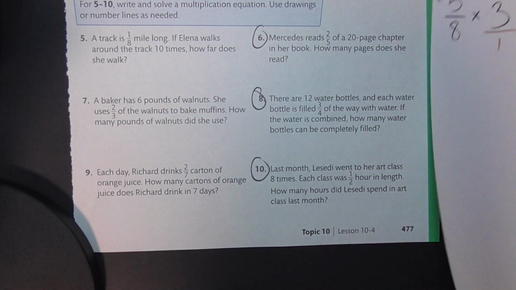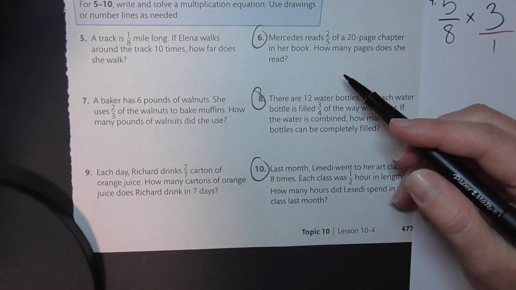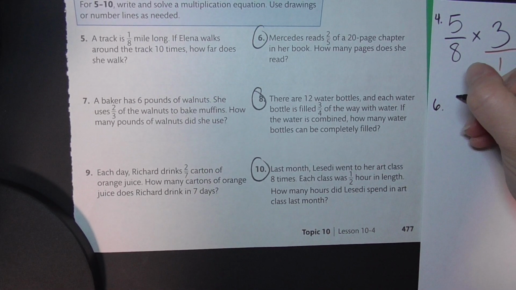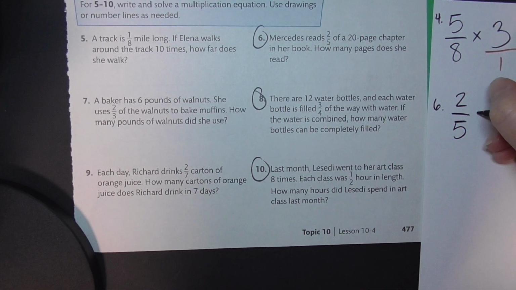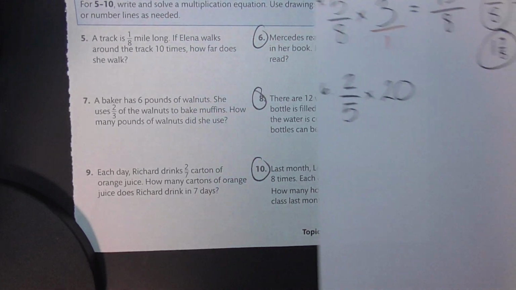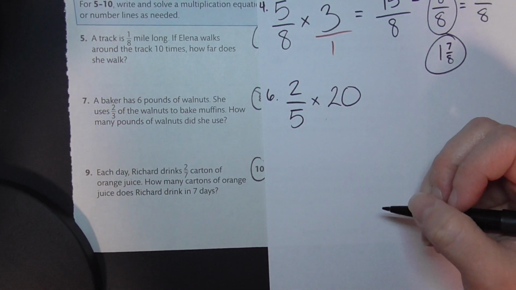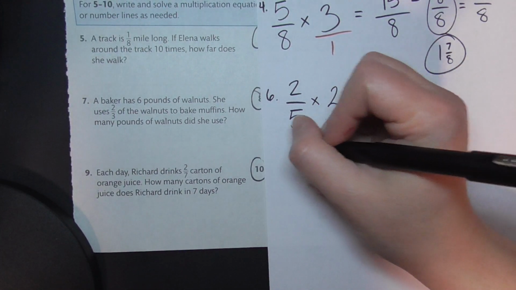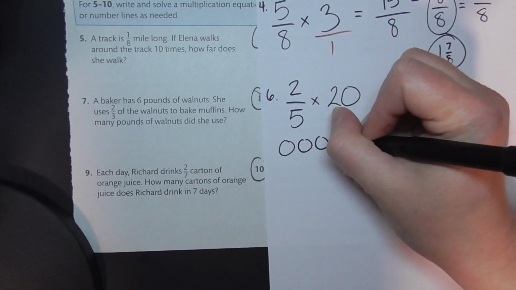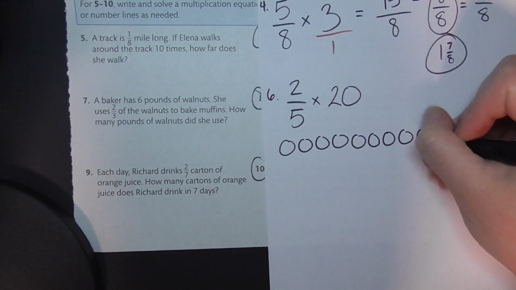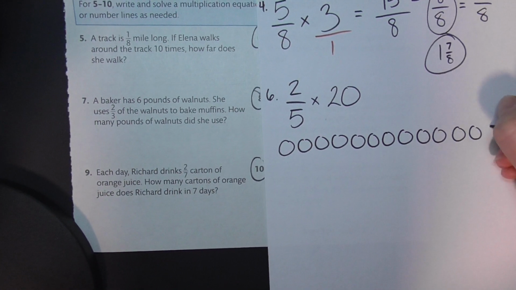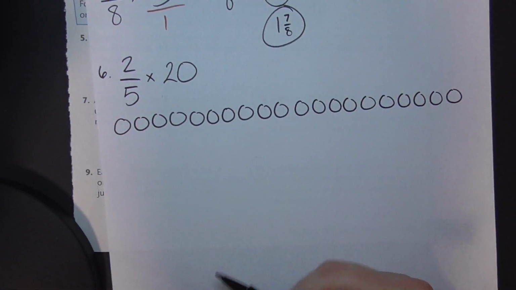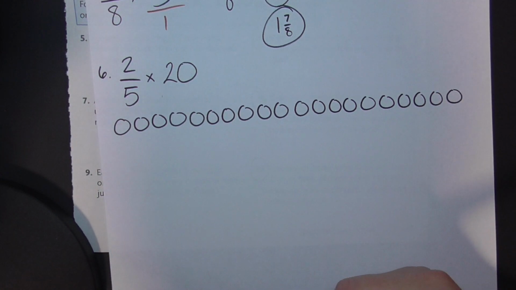Number 6. Mercedes reads 2/5 of a 20-page chapter in her book. How many pages does she read? So for number 6, we have 2/5 times 20. I'm going to use our picture method for this one because I can see 20 and 5, and I like the way those numbers look. So 1, 2, 3, 4, 5, 6, 7, 8, 9, 10, 11, 12, 13, 14, 15, 16, 17, 18, 19, 20. Almost didn't reach the end, almost reached the edge of my paper there.